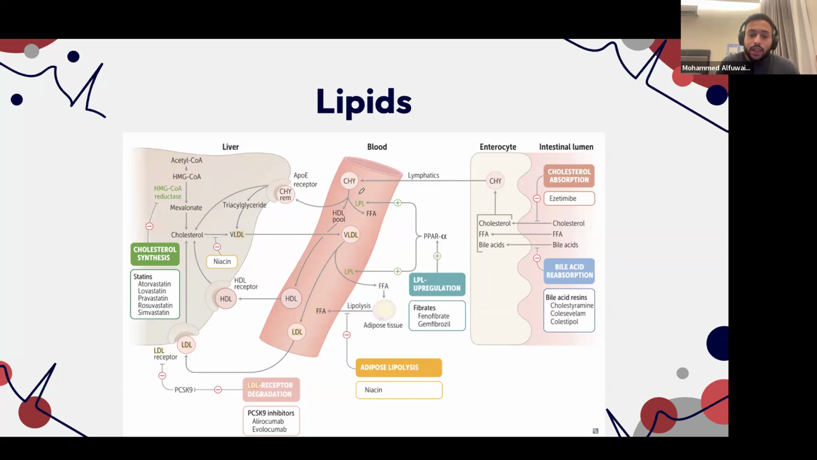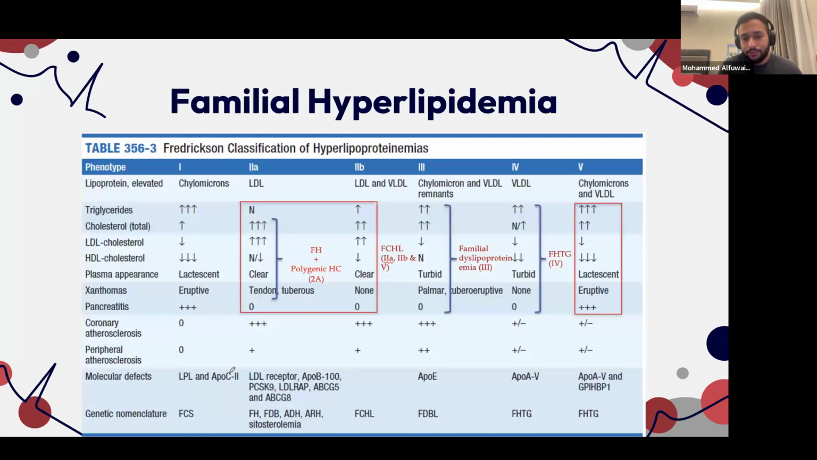Other than that, you want to increase lipoprotein lipase because this will break down a lot of the lipids from the bloodstream. And you do this by activating something called PPAR alpha. Or you inhibit endogenous secretion or synthesis of cholesterol through this, or through niacin and the LDL receptor degradation. I'll explain this again in detail in the next slides.